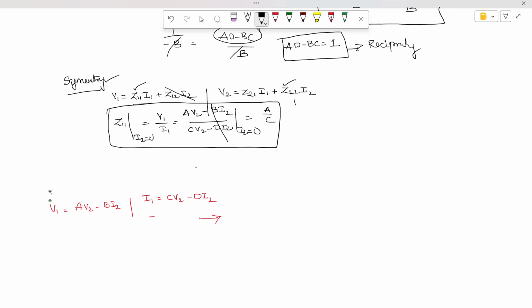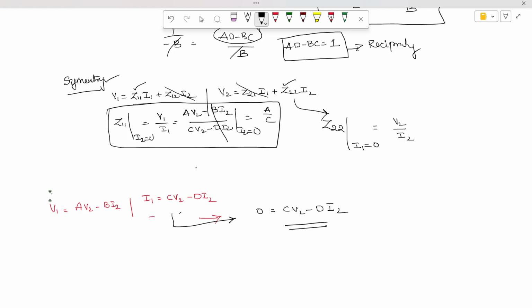Okay, so similarly, how to find Z22? I can find Z22 by making this term 0. What I have to make 0 is I1 equal to 0. When I1 is 0, we are going to get V2 by I2. So how to find this V2 by I2? In this we have to apply I1 is equal to 0. So when I1 is 0, that is equal to CV2 minus D I2.